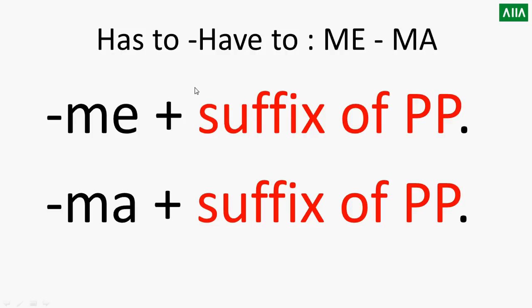For has to and have to, we use suffix of may and ma, just like the example of not in English, which is kind of negative word, but actually here it doesn't mean negative. So I will show you, of course, may after suffix of person pronoun or ma after suffix of person pronoun. Let's see the examples here.